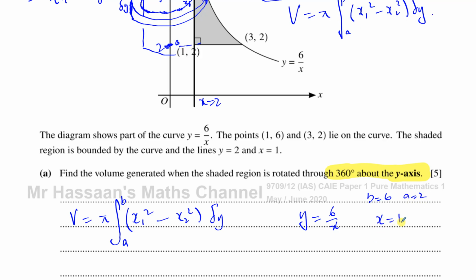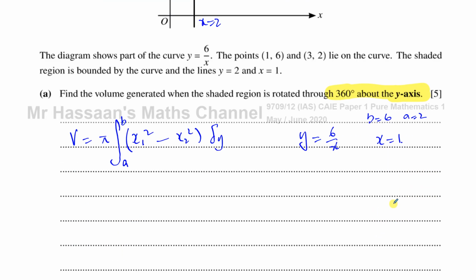And we have the line x equals 1. So what we have to do is, the equations have to be x in terms of y. So x has to be the subject in terms of y, because we're going to integrate with respect to y. So this I'll express as x equals 6 over y. And this is already x equals, so that's fine.